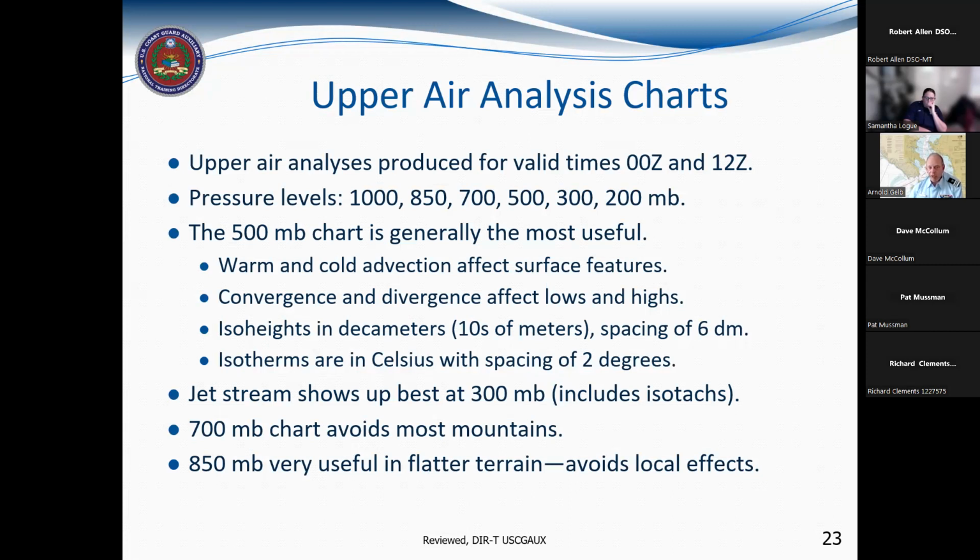It shows warm and cold advection affecting surface features, and convergence and divergence affecting lows and highs. There are isoheights, lines at the same height, measured in decameters or tens of meters and spaced at 6 decameters. And then isotherms, which are lines of the same temperature in degrees Celsius, with spacing of every 2 degrees. The jet stream shows up best on the 300 millibar chart and includes isotachs, or lines of the same speed.